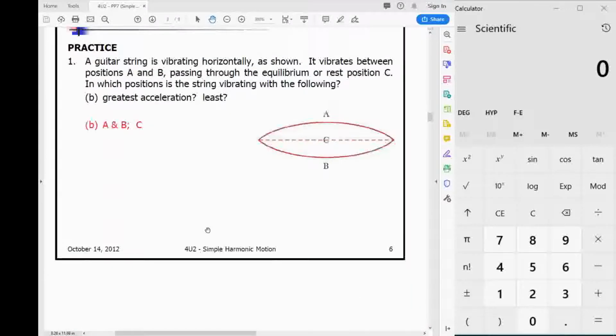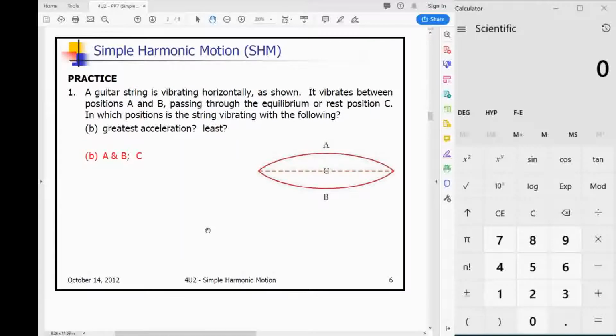So this next slide asks, when do we have the greatest acceleration? The greatest acceleration occurs when we have the greatest force, because F equals ma. So our greatest force, as I said previously, is at A and B because we have our greatest displacement from our equilibrium point. The least acceleration is at C.